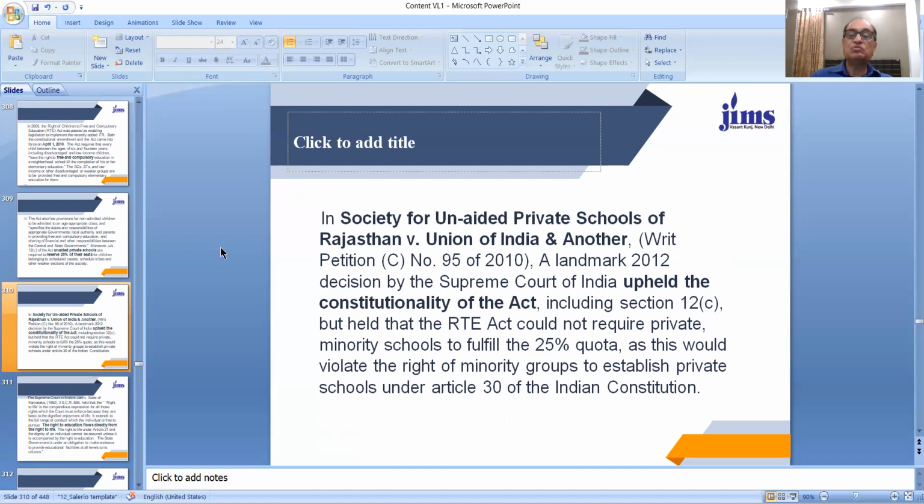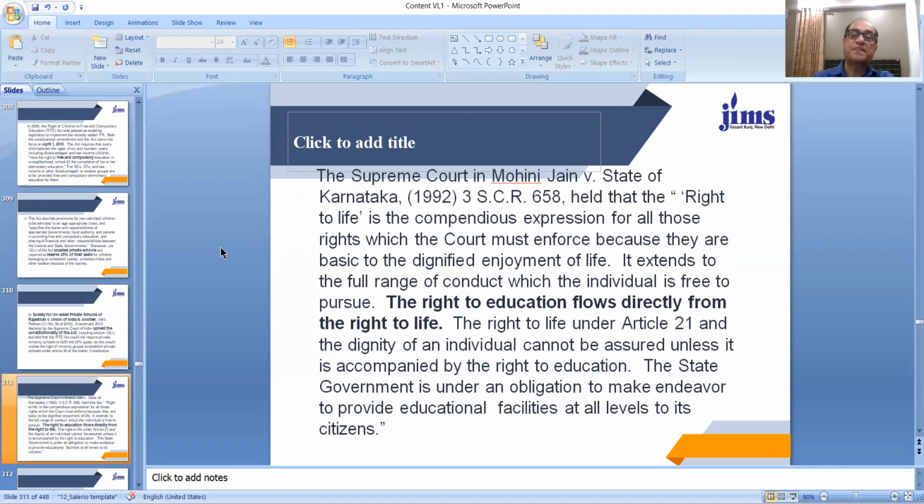So minority schools, the schools managed by minority institutions, were exempted from reserving 25% seats. All remaining private schools are required to reserve 25% seats for scheduled caste, scheduled tribe, and other weaker sections of the society, so that they may also exercise their right to education in a true sense.